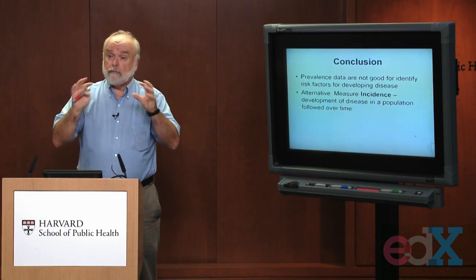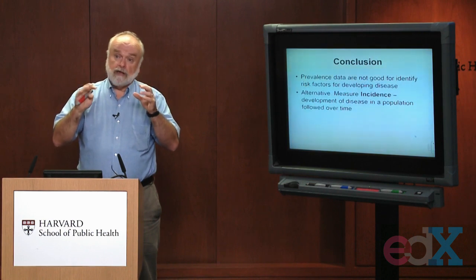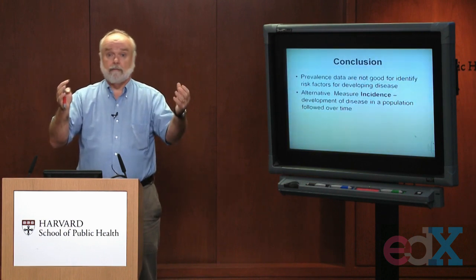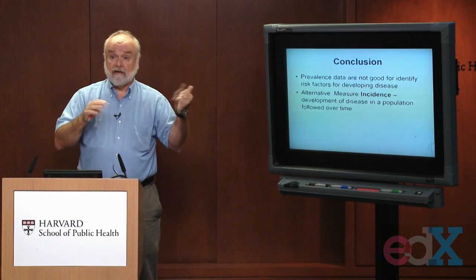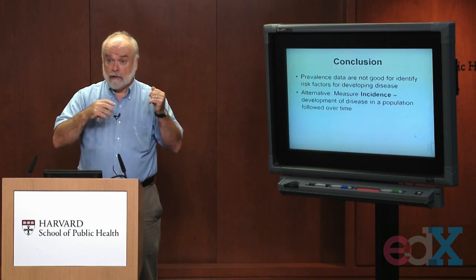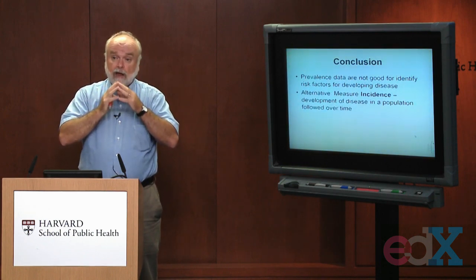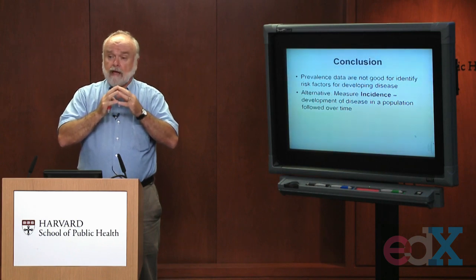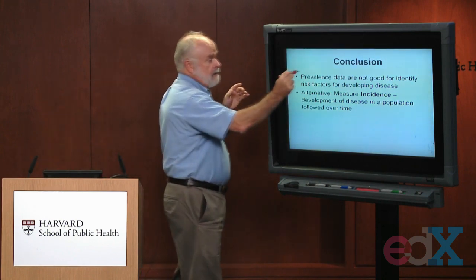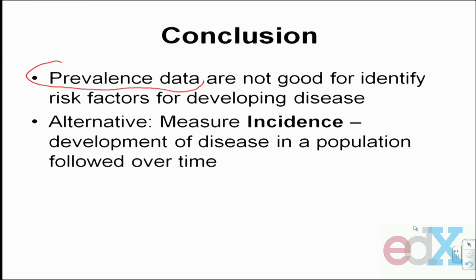And that is one of the plausible explanations for why you might see more heart disease among the smokers compared to the non-smokers, or in this case, the opposite was true. But if we're interested in identifying risk factors, the bottom line is that prevalence data, the data we just looked at in the previous example, is not going to be that useful.